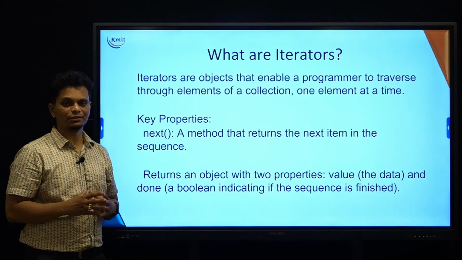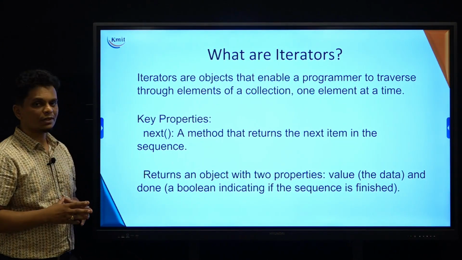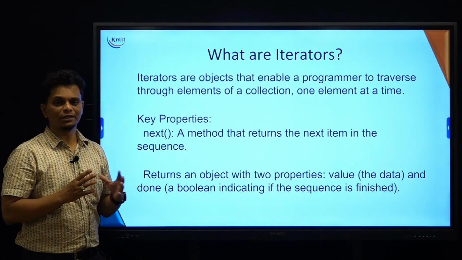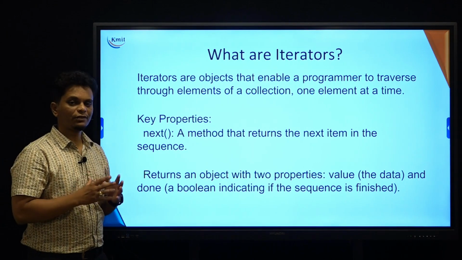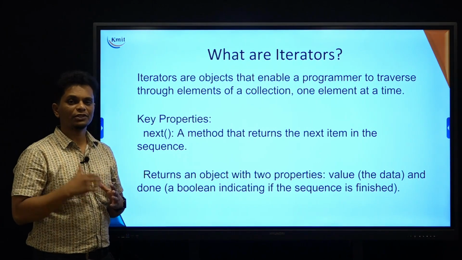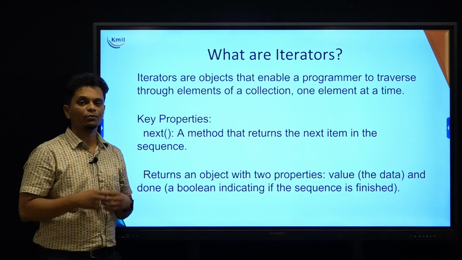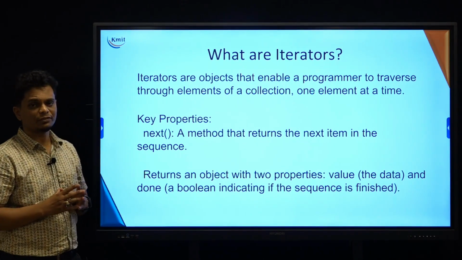So what are iterators? Iterators are objects that allow us to traverse through data sets. Using iterators we can traverse each element at a time in a sequence. Now what are the key properties of iterators?